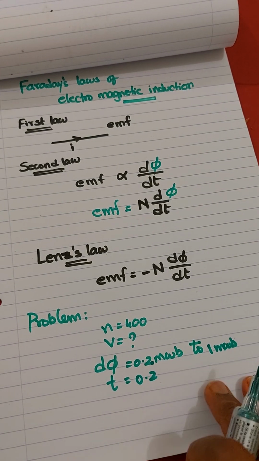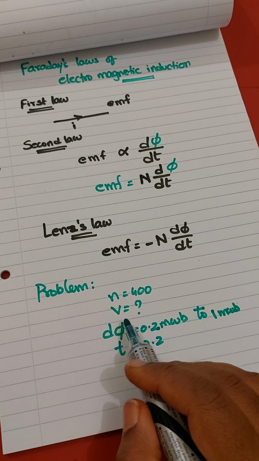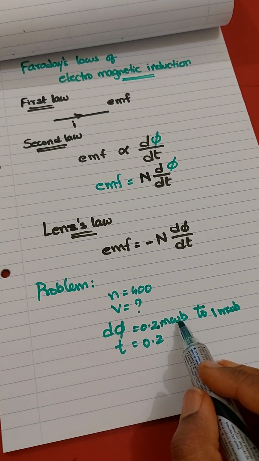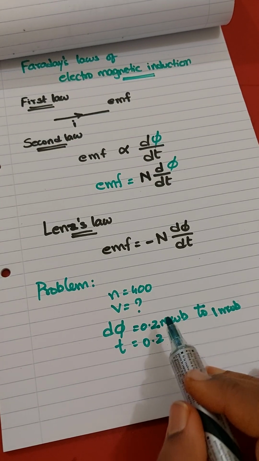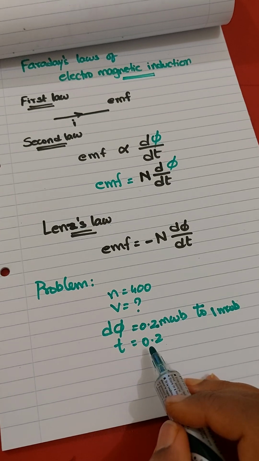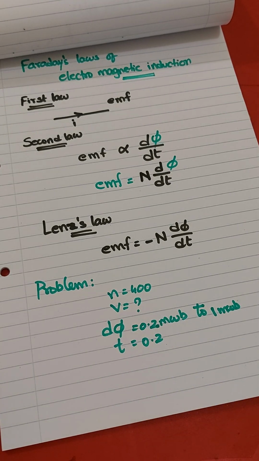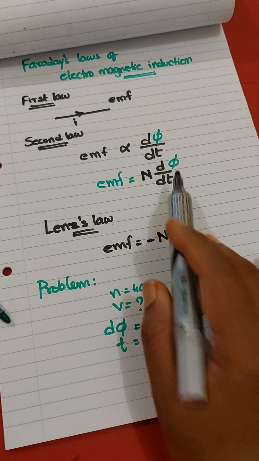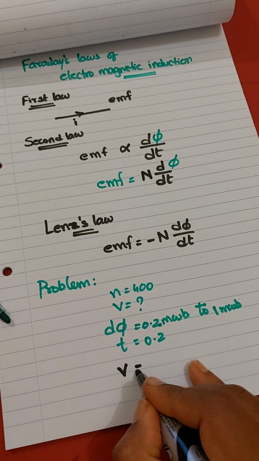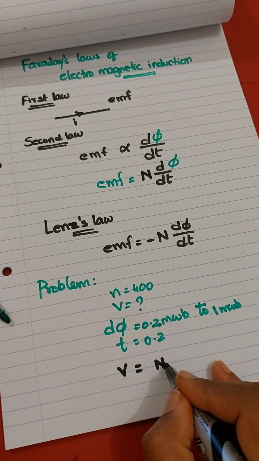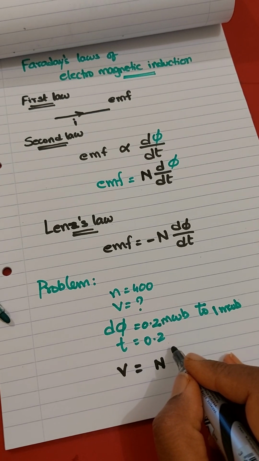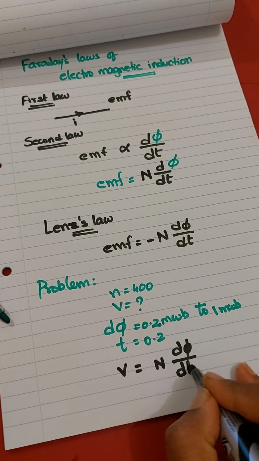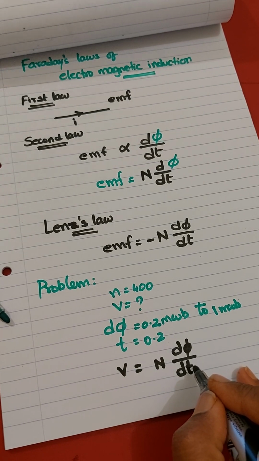So now this is the question. We are supposed to find the EMF, means the induced voltage, when there is a rate of change of flux. So what is our formula? This is what we learned, right? EMF is N d phi by dt. So induced voltage is equal to N d phi by dt. What is d phi? It is the change in flux with respect to time. So it is talking in terms of time.